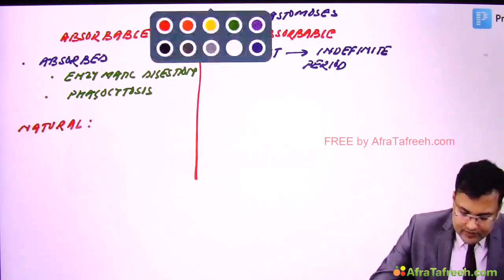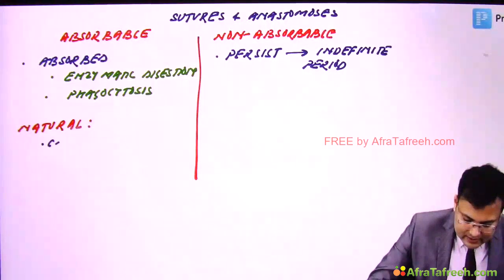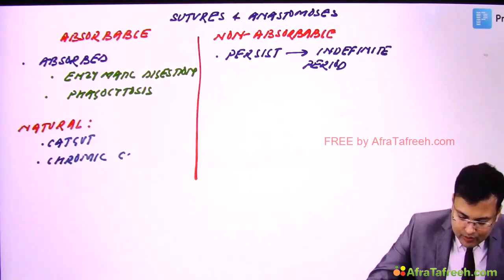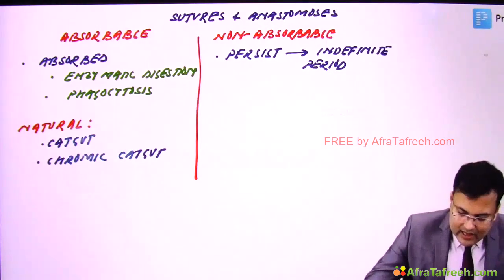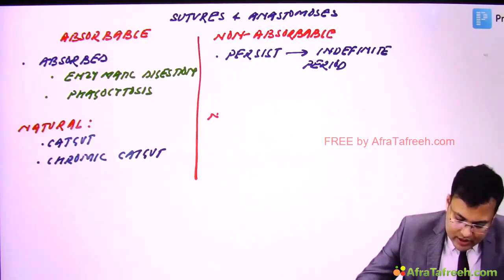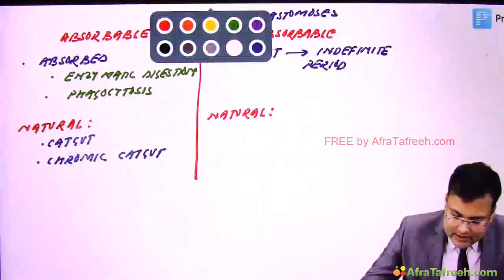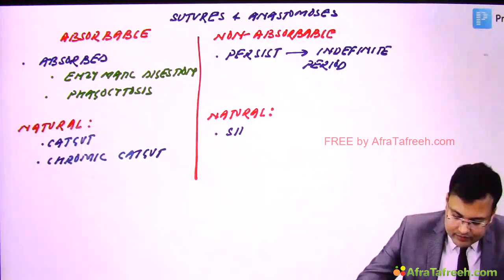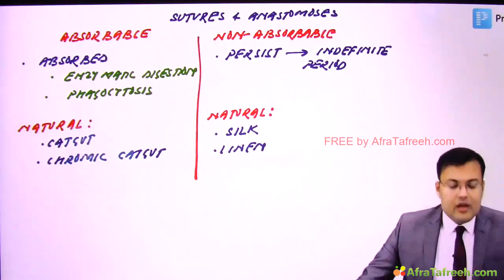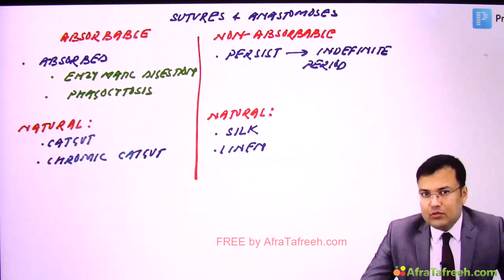So see, the natural absorbable sutures are catgut and chromic catgut. And the natural non-absorbable sutures are silk and linen. After that, what are the synthetic absorbable sutures?